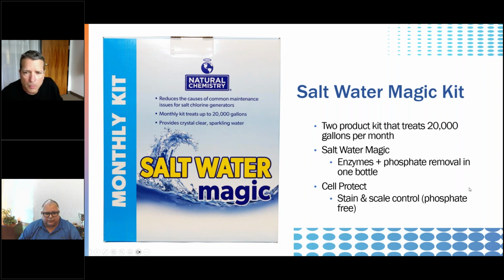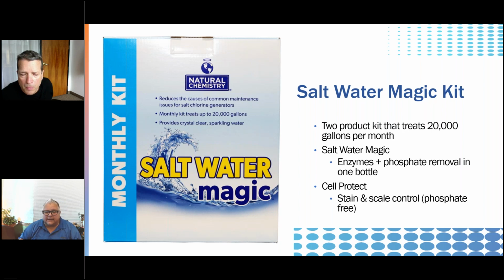It's a combination of two products. The first product is our Saltwater Magic Liquid, which is enzymes, which again help reduce the amount of waste that chlorine has to deal with, right? Enzymes clean up non-living organics, so chlorine doesn't have to. And a phosphate remover, all in one bottle. So we're reducing that calcium phosphate scale ability to form, and we're helping chlorine be more efficient in the water.